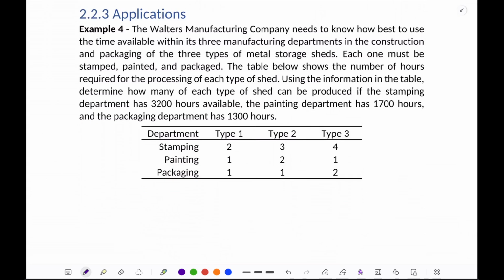Welcome back to part 3 of section 2.2. We're going to do just one example today, and it's the application problems for this section.